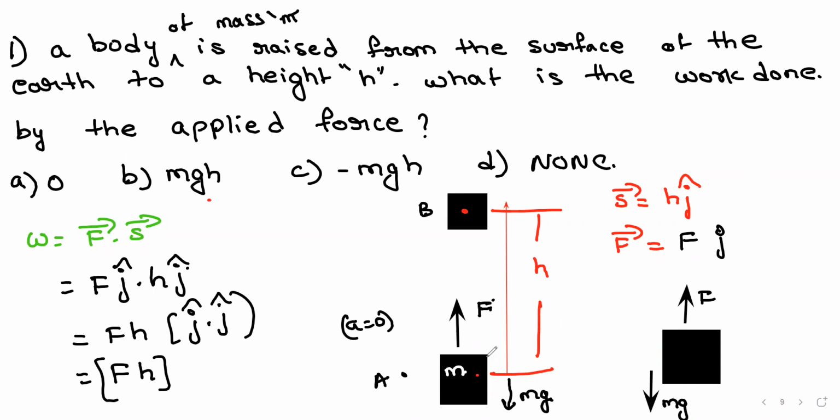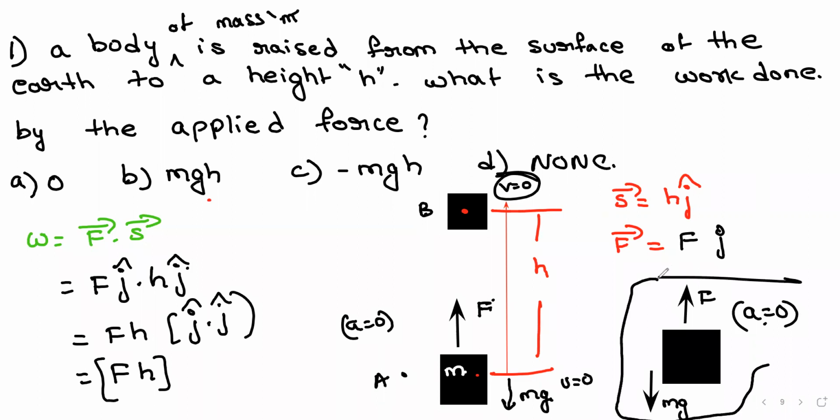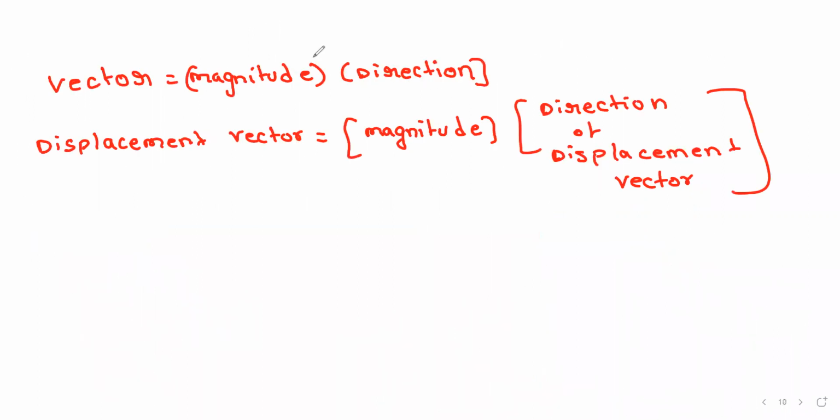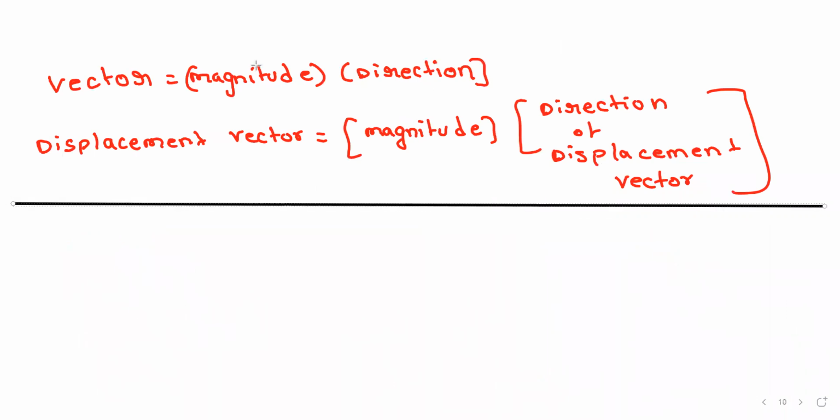So see, we are taking this body from A to B. Here initial velocity is 0, final velocity is also 0. That's why we have to take acceleration as 0. Now we have to apply Newton's second law. What is Newton's second law? Summation of F net is equal to MA. Wonderful. Remember, always say Newton's second law as F net is equal to MA.